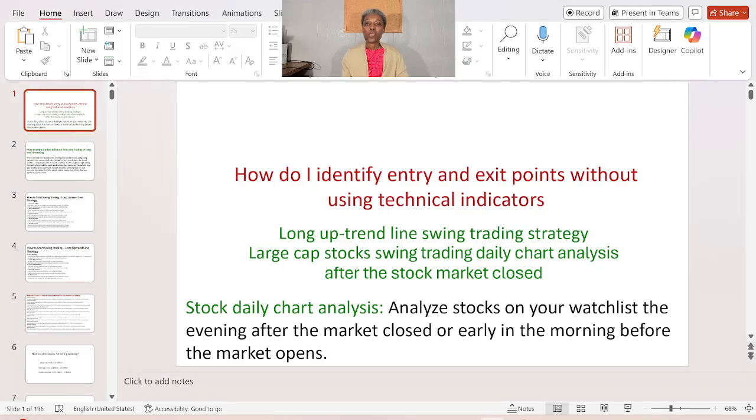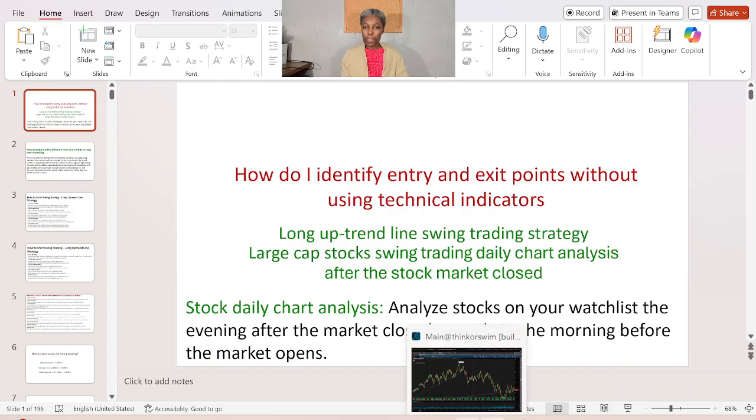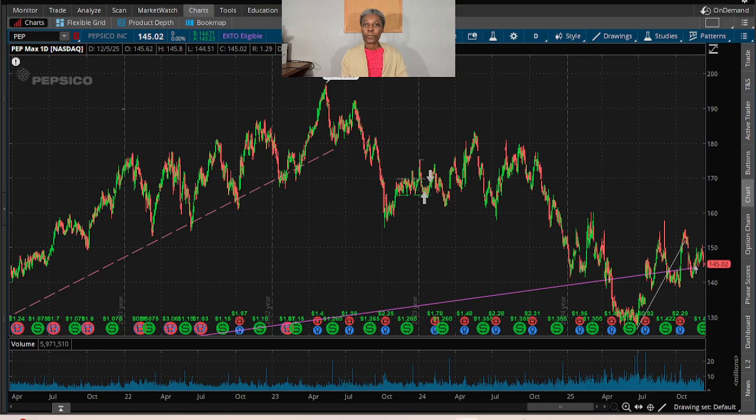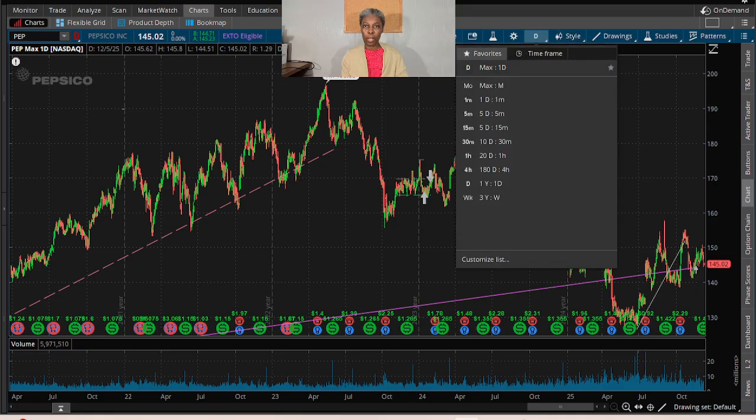Hello, how do I identify entry and exit points without using a technical indicator? I use one technical indicator, which is the chart. We have our Thinkorswim platform open and we have the maximum daily chart.